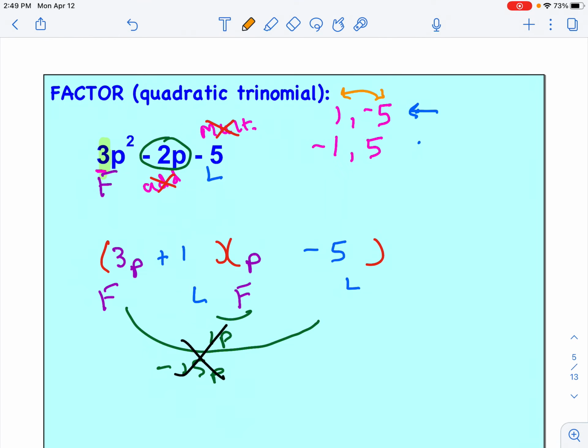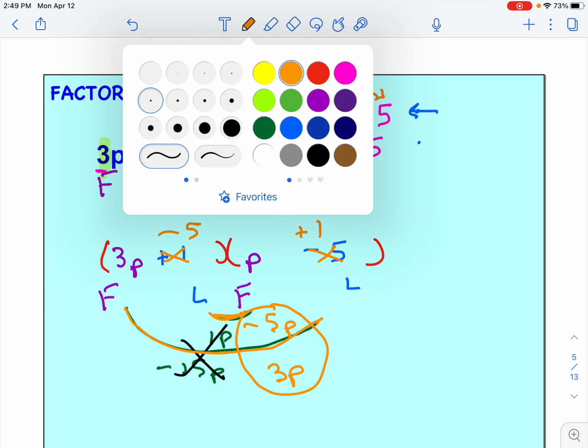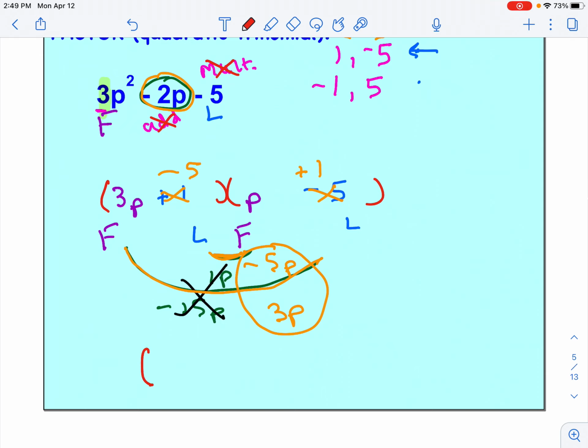So I'm going to switch the order around and put -5 here and +1. So now when I multiply 3p times 1, I get 3p. When I multiply -5 times p, I get -5p. And these added together does equal -2. So those are the numbers that I am going to put in to my parentheses. So I'm going to go back, and now what I have is 3p minus 5 times p plus 1. And that is the combination that works.